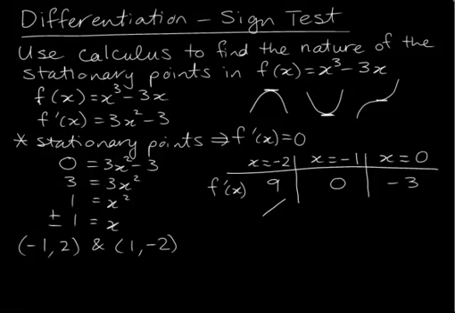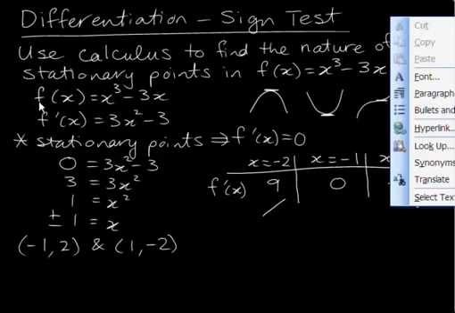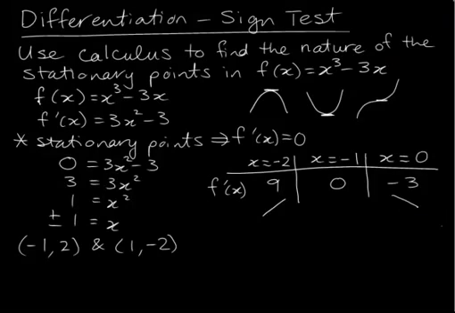And also on the other side, when x equals 0, we've got a gradient of negative 3. Again, the value doesn't matter so much. It is the fact that it is a negative value, which means a decreasing gradient. So think increasing, 0, decreasing. That would suggest then negative 1, 2 is a maximum turning point.